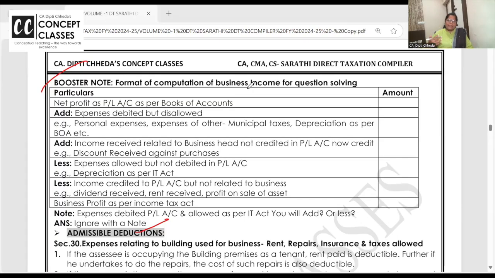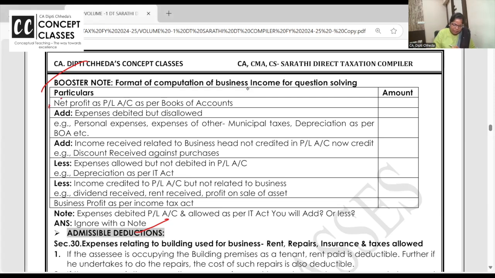And then when I complete the chapter, I'll come back and read this list. Start with the net profit as per P&L account. Add expenses which are debited but disallowed. Okay. Debited and disallowed. For example, in your P&L account, you have debited municipal tax 30 rupees. This is allowed, but in house property, not here.